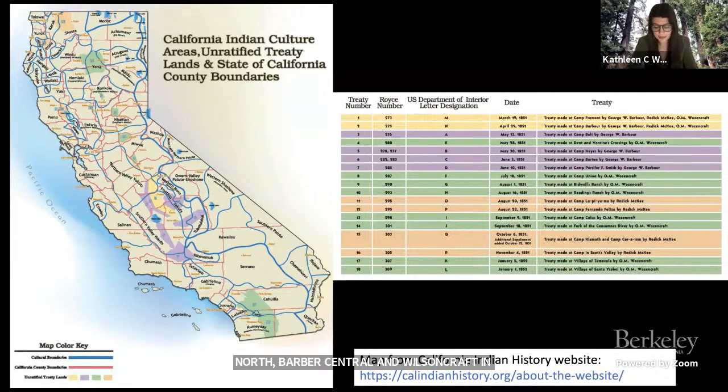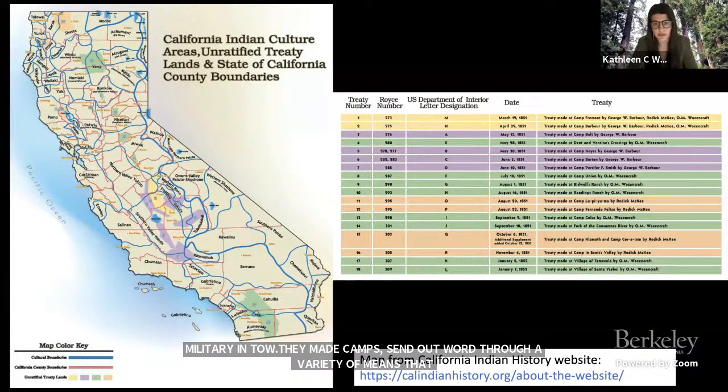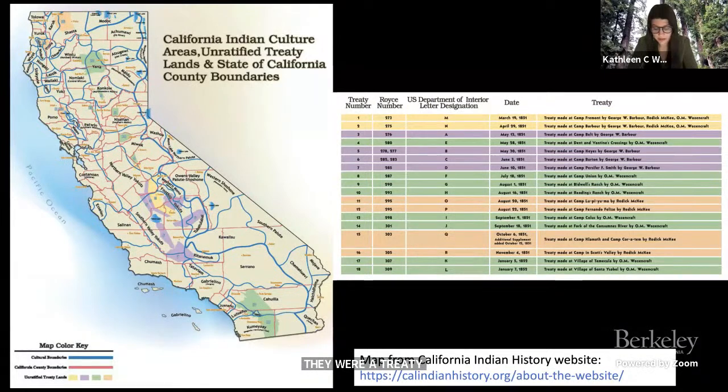The commissioners moved through the state with the military in tow. They made camps. They would send out word through a variety of means that they were a treaty-making party. And they visited different tribal groups and villages and invited them to attend these treaty-making sessions. Some tribal groups obviously were suspicious and refused to attend because of fears of retribution from settlers or the military who were claiming their indigenous lands.